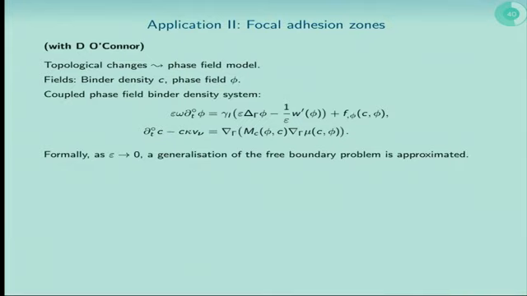So this is one way of approximating this free boundary problem on the membrane. I'm introducing here a phase field function which serves to distinguish these two phases. Let's say it's 1 in the free phase, 0 in the adhering phase. There are some other quantities in here, but in principle this first equation describes the motion of the free boundary, and the second equation is our diffusion equation for the binder density.